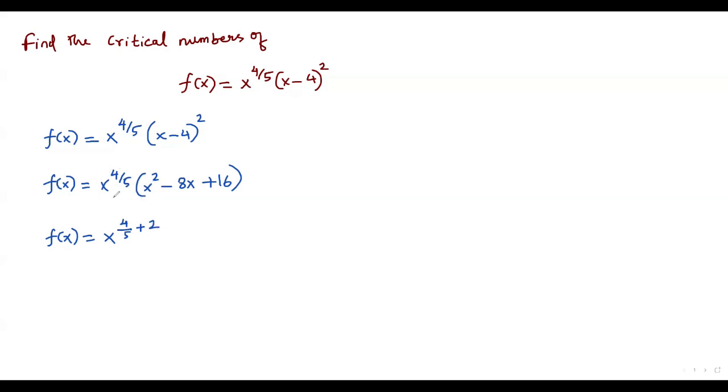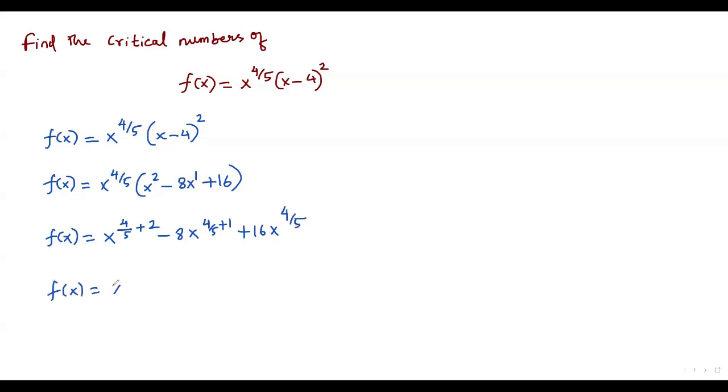When I distribute this x to the power of 4 over 5 to this term, again we have x here, the base. We don't have any exponent for this x, so we assume the exponent is 1. When I multiply these, I keep the base x and add the exponents. So −8x to the power of 4 over 5 + 1. And when I distribute this to 16, I'm getting 16 times x to the power of 4 over 5. Let me continue over here.